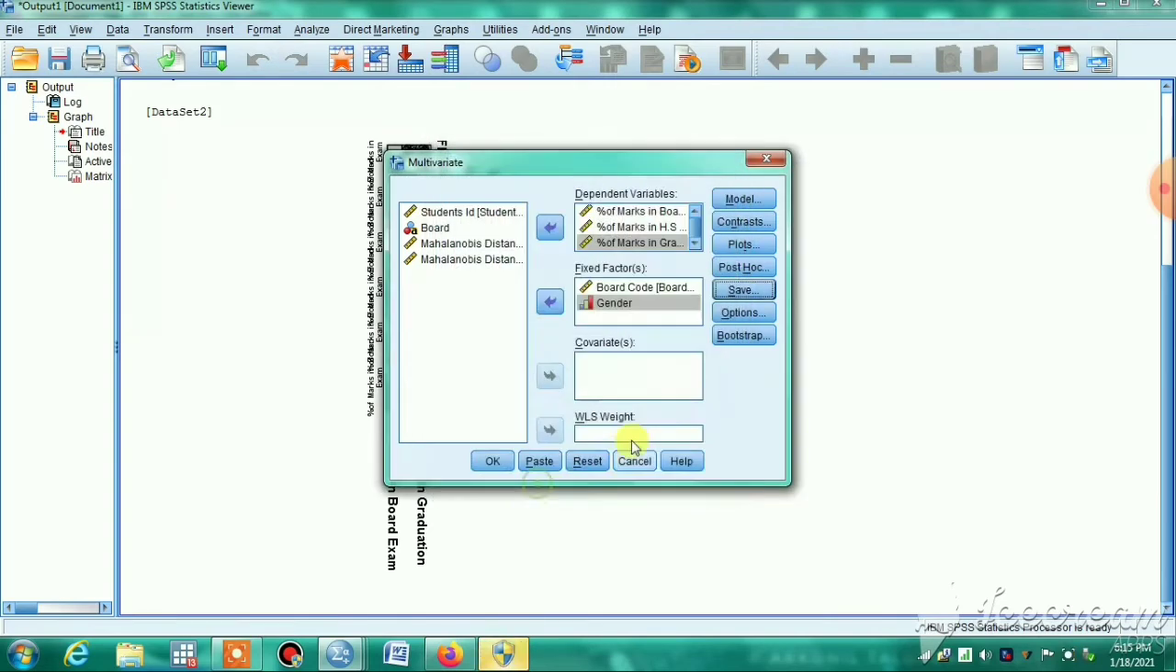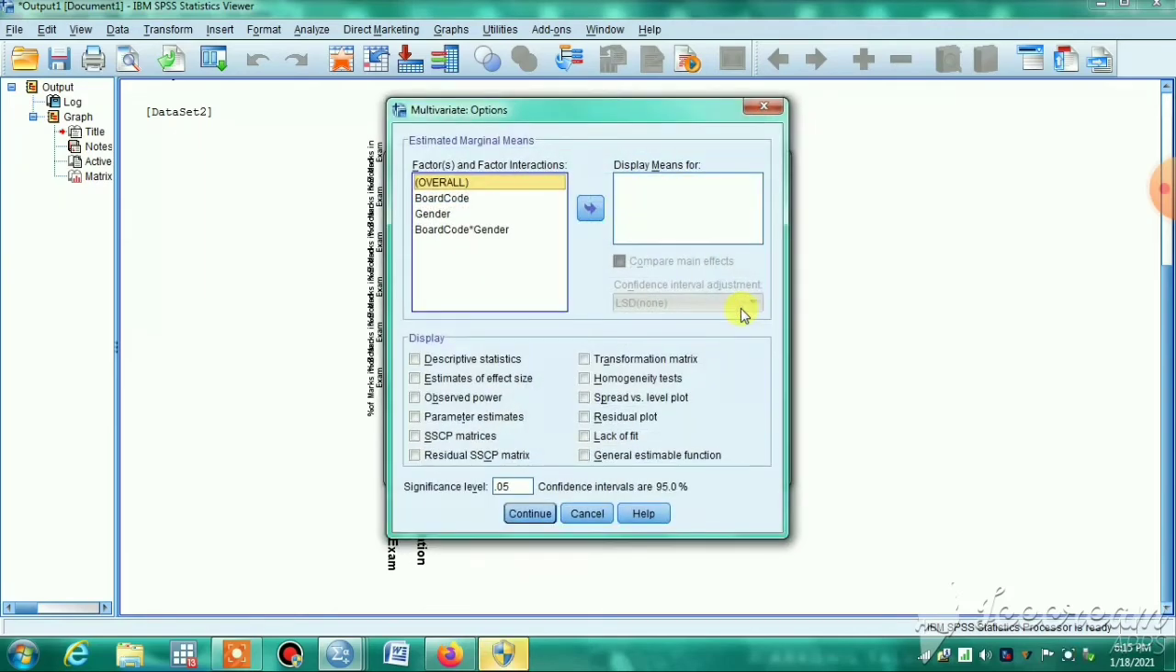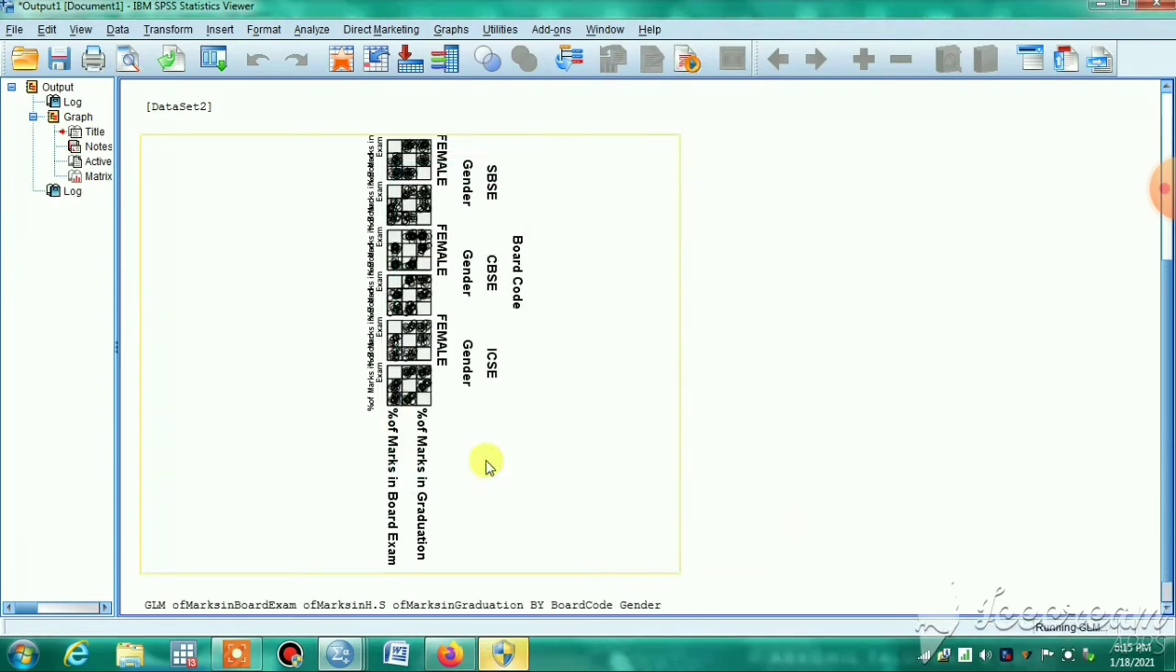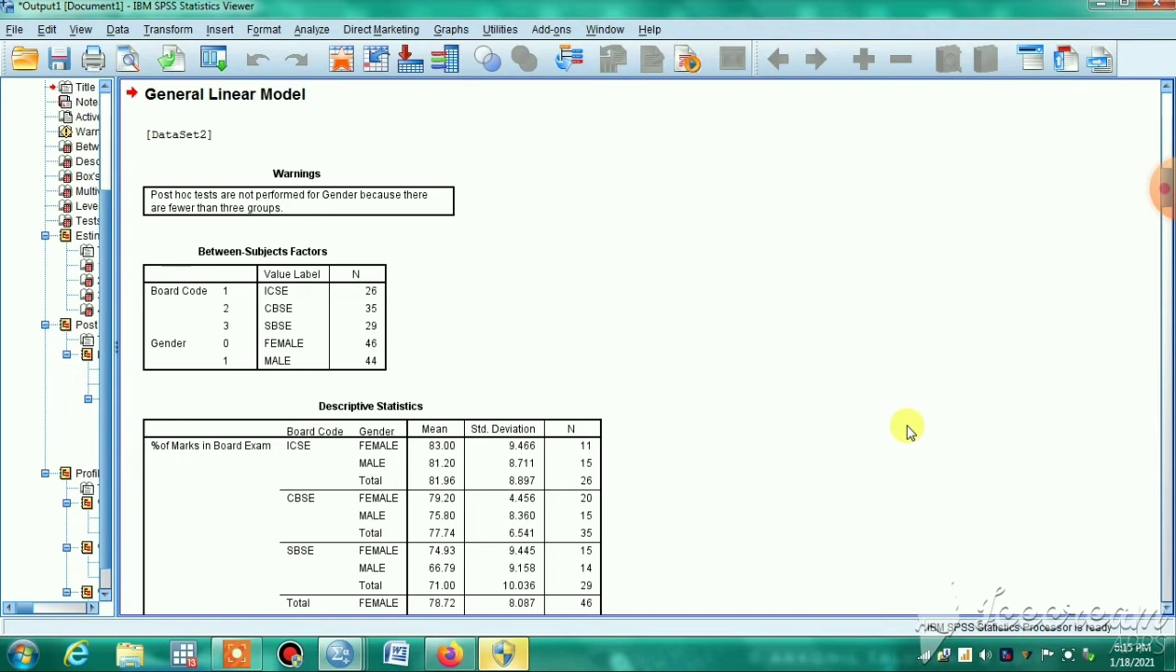Okay, continue. Then options: for options we want to see the overall, the board code, the gender, even the interaction of board code and gender. Descriptive statistics, the estimates of effect size, the homogeneity test, etc. Now continue. Now click OK. SPSS will provide the result for two-way multivariate analysis of variance.